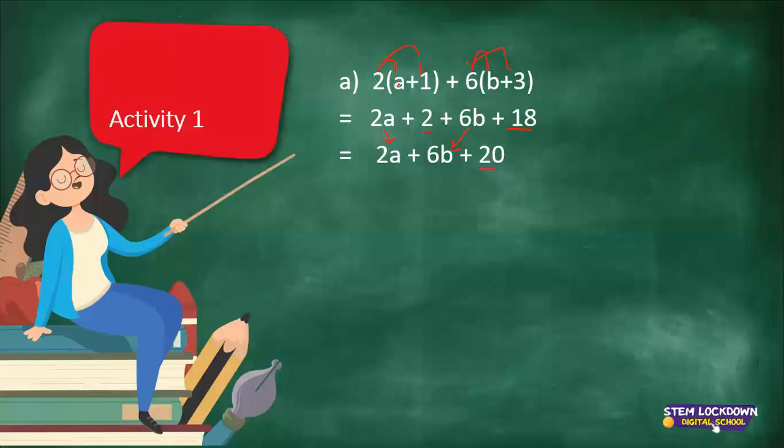2 times A is 2A, 2 times 1 is 2, 6 times B is 6B, and 6 times 3 is 18, right? I think that is simple enough, right?